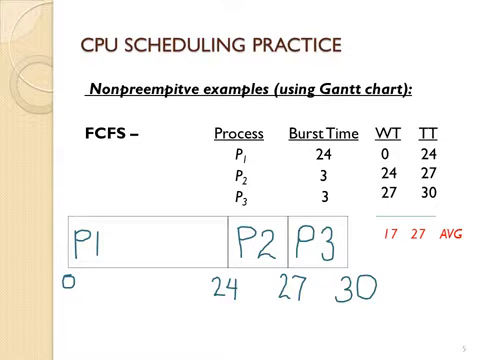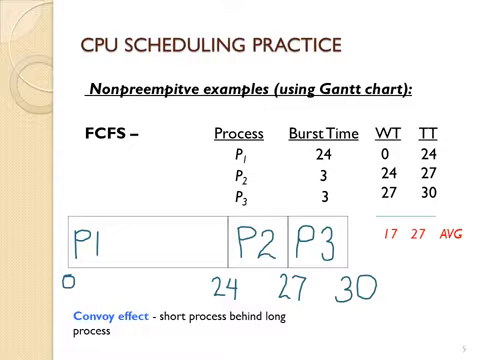Then we can calculate the turnaround time, where you just find out which time the process left the system and terminated. So the turnaround time for P1 is 24, the turnaround time for P2 is 27, and the turnaround time for P3 is 30. So the average turnaround time using this algorithm, first come, first serve, with these three processes is 27 time units. So because we have the short processes that are behind the long processes, we have what's called the convoy effect.